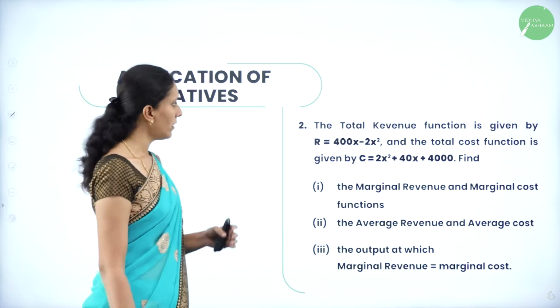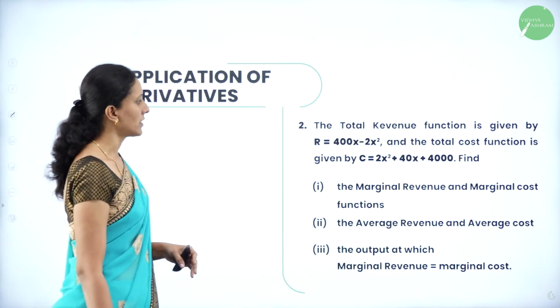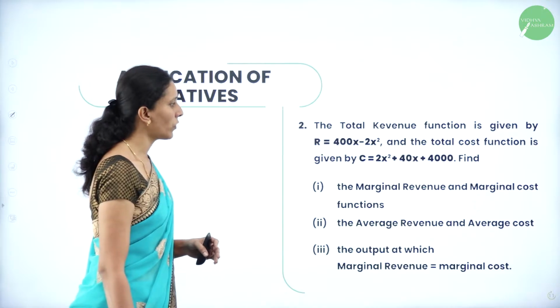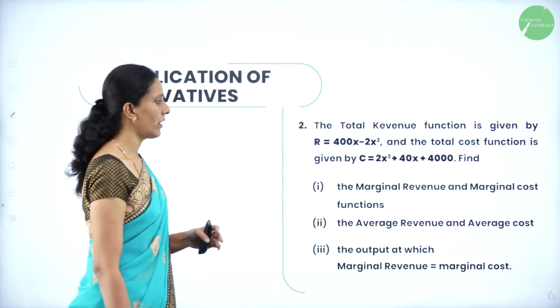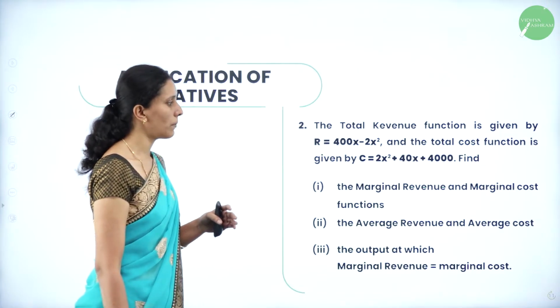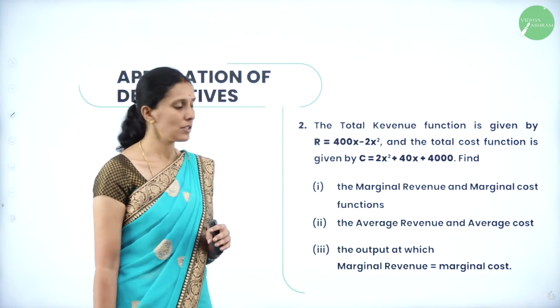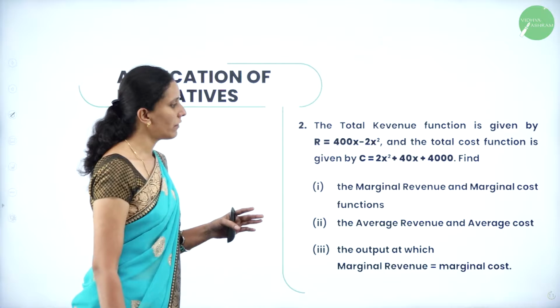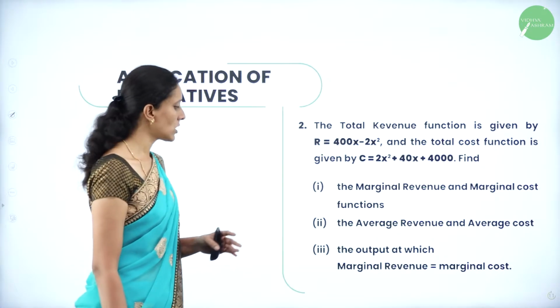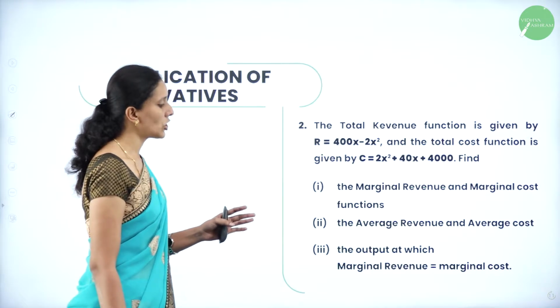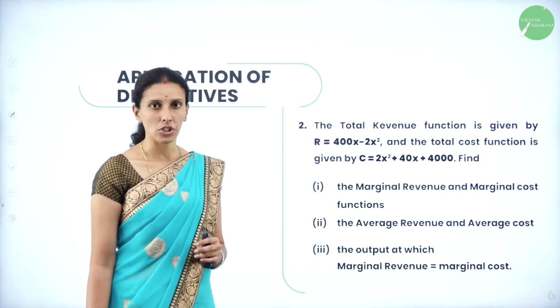Let's see the second one. The total revenue function is given by R is equal to 400x minus 2x square, and the total cost function is given by C is equal to 2x square plus 40x plus 4000. Find the marginal revenue and the marginal cost, the average revenue and the average cost, and the output at which marginal revenue is equal to marginal cost.